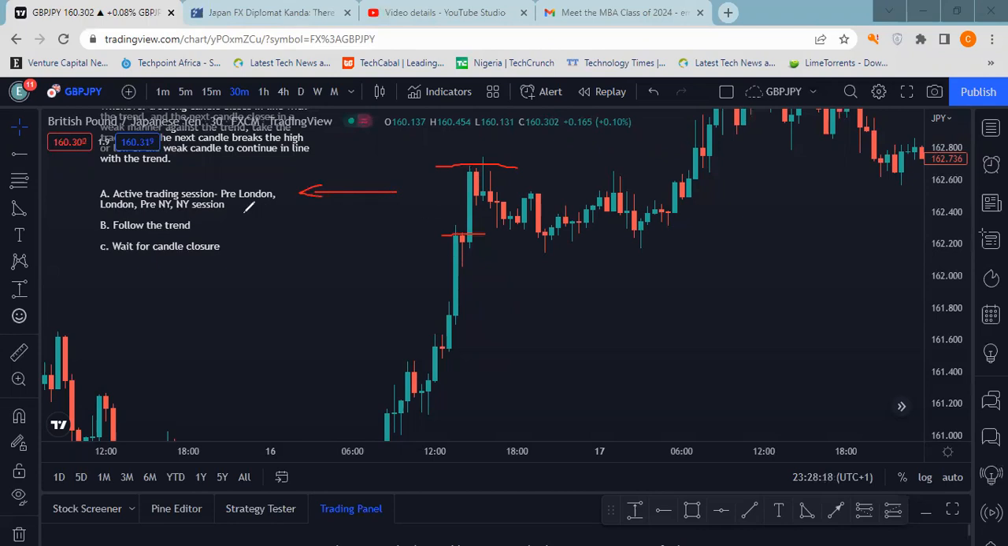And what is the time? So now look at the criteria. A, active trading session. This was 2 p.m. GMT. So this was 1 hour after London Open. So there was strong volume. Follow the trend. The trend is bullish. Wait for candle closure. We waited for this weak candle to close to be able to establish this, then entered when the next candle opened, right? So this is criteria 1. Example 1.